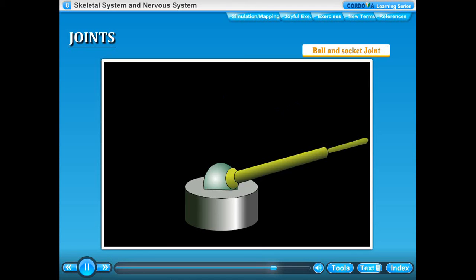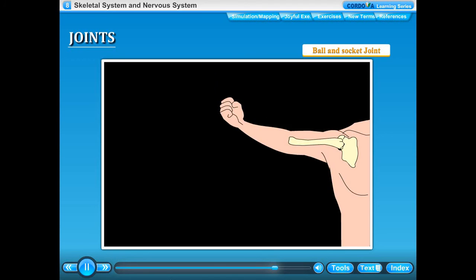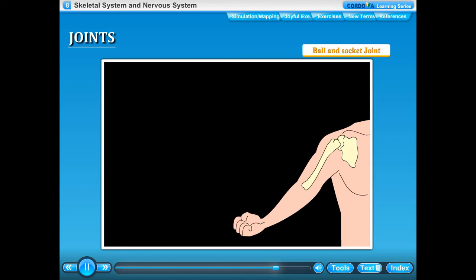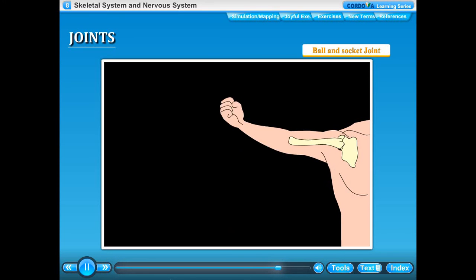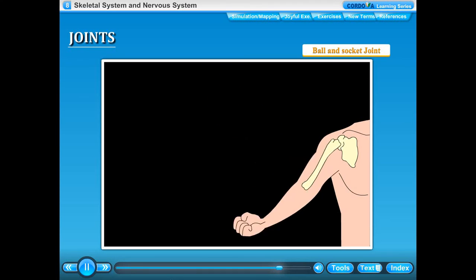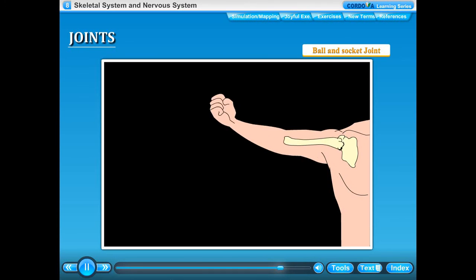Ball and socket joint. This type of joint is found in the hips and shoulders. It allows movement in many directions. For example, we can swing our arms almost in all directions.